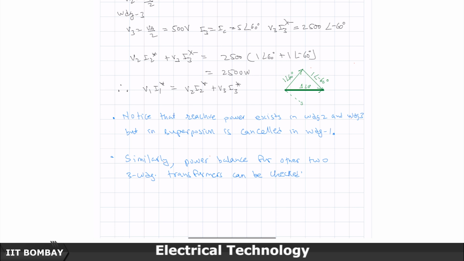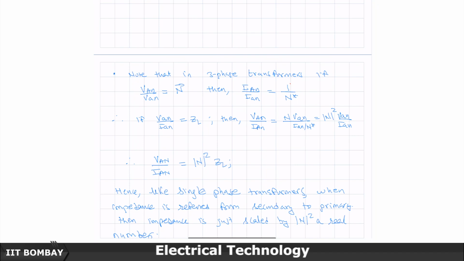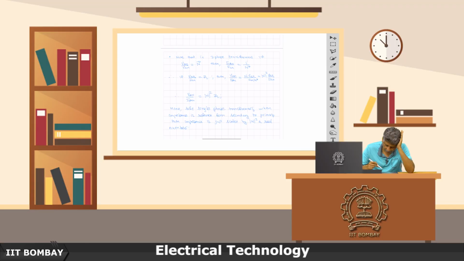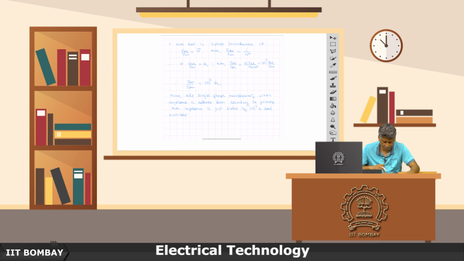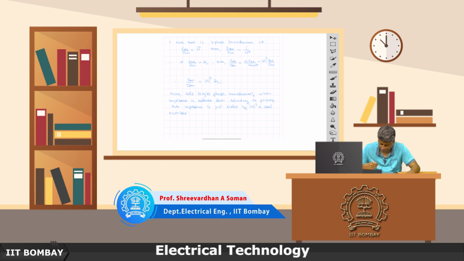Similarly, power balance for the other 2 winding transformers can be checked. Note that in the 3-phase transformer, if VA by VAN is capital N, then IA by IAN has to be equal to 1 by N star. Therefore, if I write VAN by IAN as ZL, then VAN will be written as N times this, and IA will be written as IA by N star, so therefore N square times this. So, effectively, just like a single phase transformer, when the impedance is referred from secondary to primary side, the impedance is just scaled by the magnitude of N square, even if N is a complex number.